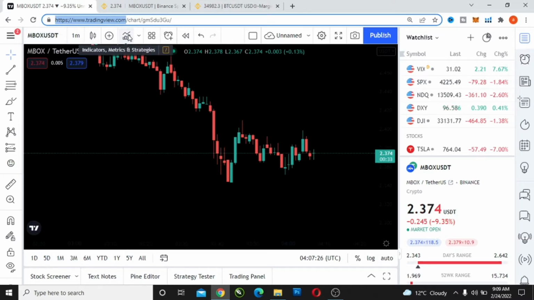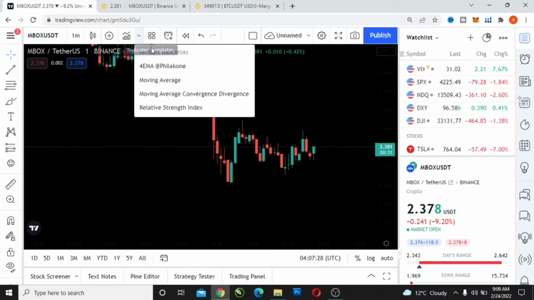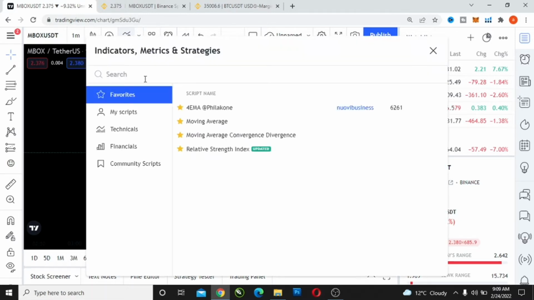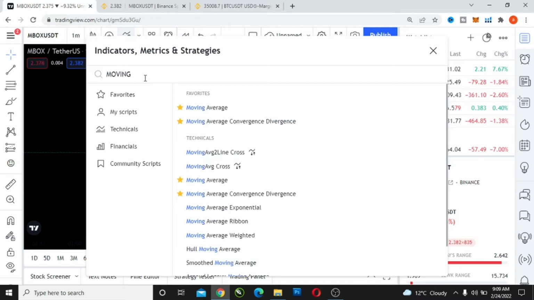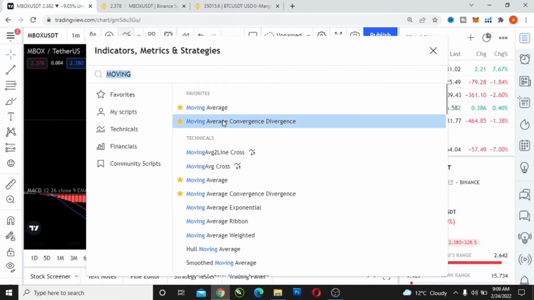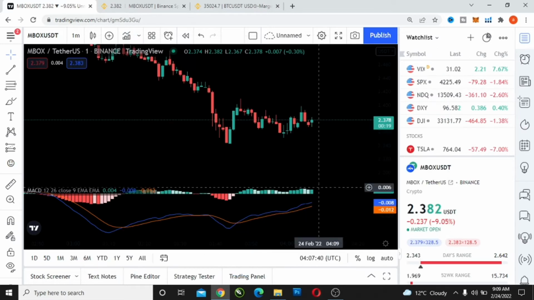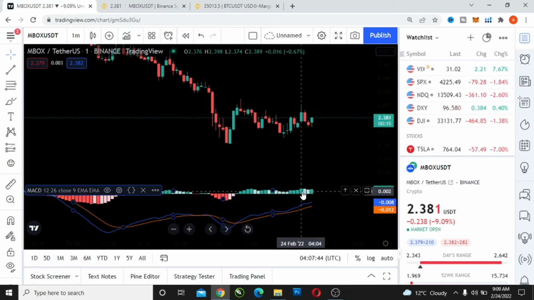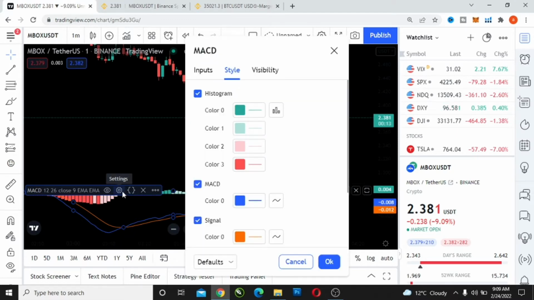By going to the indicators tab, I'm going to select moving average convergence divergence. This is the MACD indicator. Now let me tell you how to set this one. You have to click on the settings, or you can double click on the chart.